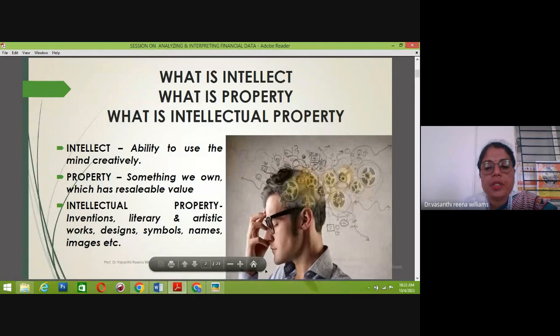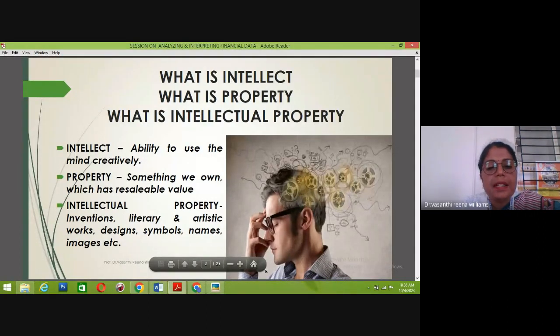Moving forward, as you can see on your screen, intellect is the ability to use our mind creatively. We call a person intelligent because that person can think out of the box. He or she can come up with ideas which you had not thought of or I had not thought of. So we call that person intelligent. And what is property? Property is something that we own, something that has some value, something that can be sold, something that can bring you some revenue. This is what we call property.